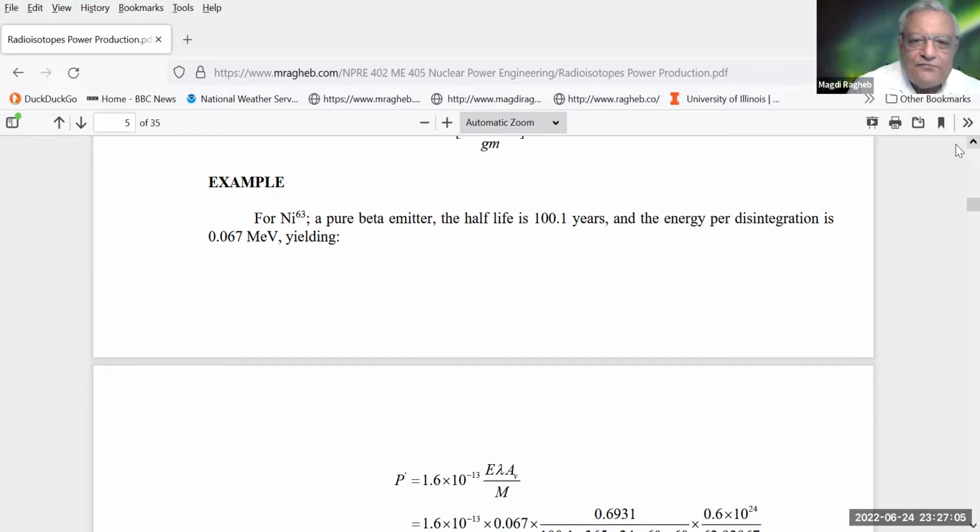Another isotope of interest is nickel-63. Now, in that case, that nickel-63 is a pure beta emitter. It does not emit alpha particles like plutonium-238.